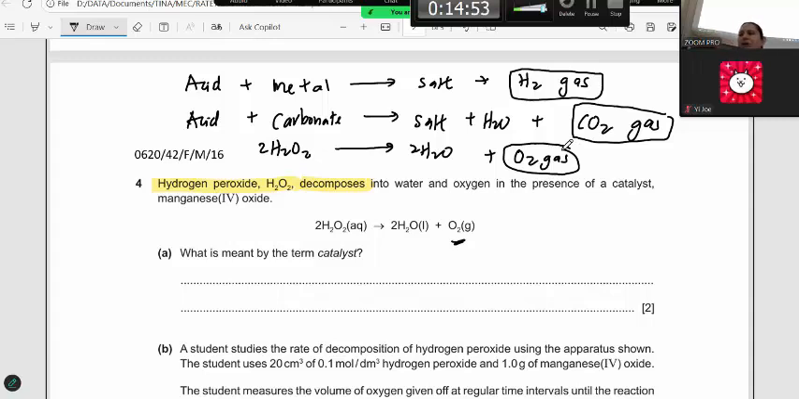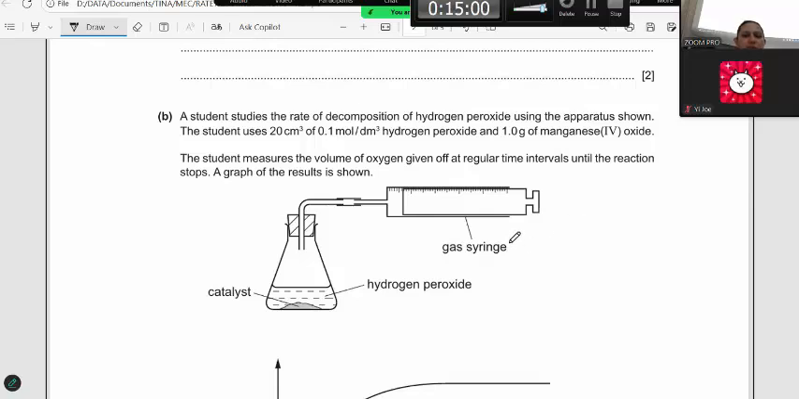So in all of these 3 experiments, I can measure the rate of reaction because it produces gas. Now how can I measure the gas? That's the second question. How do I measure the gas? So the most common apparatus here is using a gas syringe.